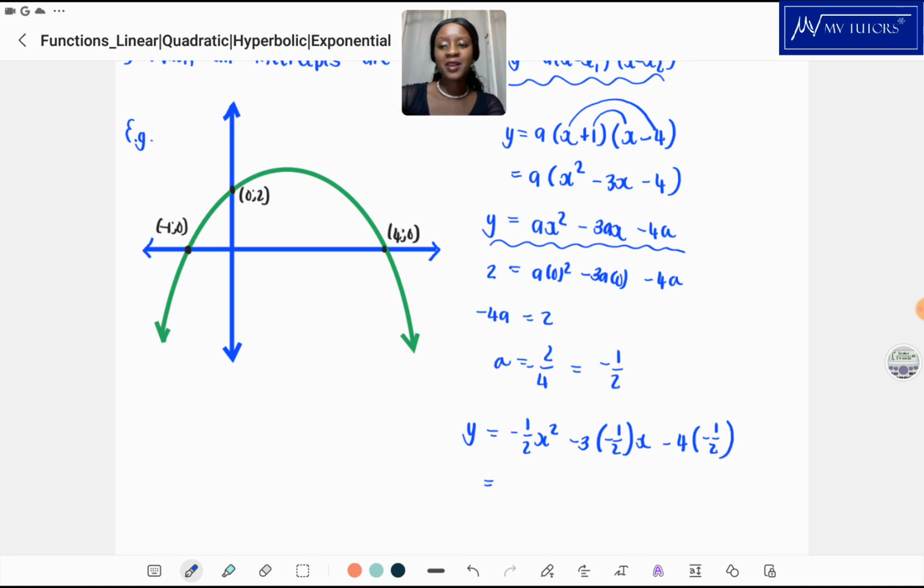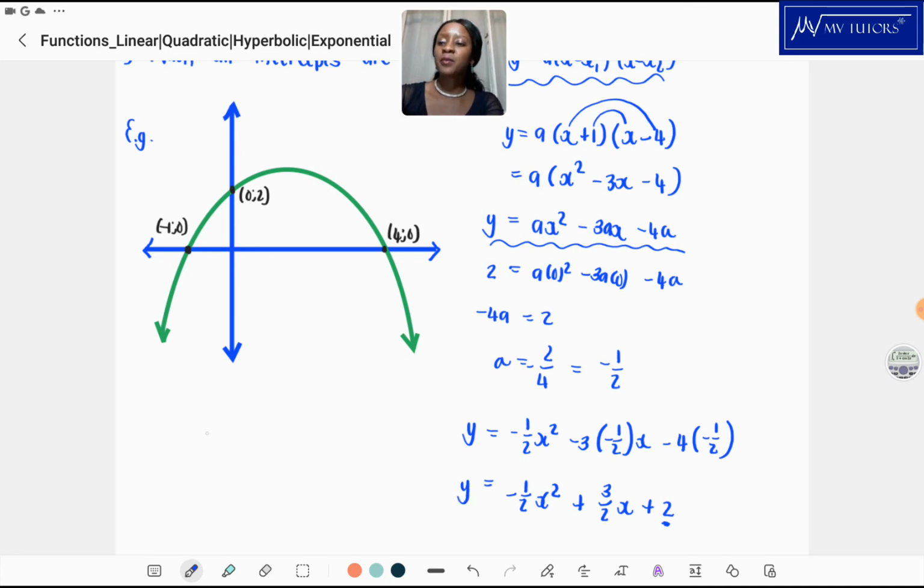And our final answer then will be negative half x squared. Okay, then we're going to have positive 3 over 2, which is just 1.5x. And then we're going to have positive 2, because it's just negative 4 times negative a half. Okay, and yes, we can see, remember 2 would represent your y-intercept, and it was given that the y-intercept is 2, so we should get that. And that is the equation.